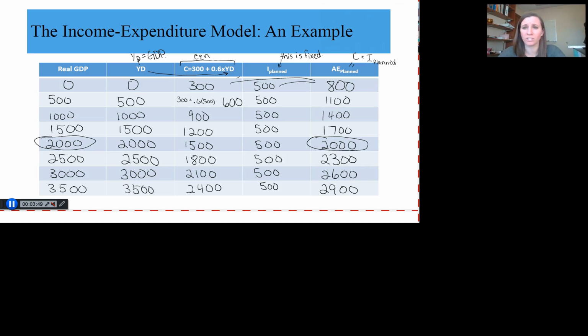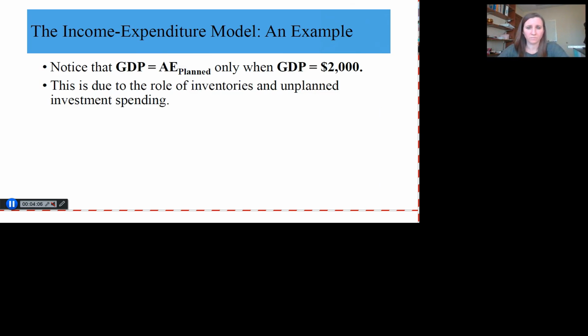What I want to draw your attention to is the circled row that has real GDP of 2,000, and at that point, our planned aggregate expenditures are also 2,000. And you say, oh, that's kind of neat. Well, let's think about why that actually happens. This is due to the role of inventories and unplanned investment spending.